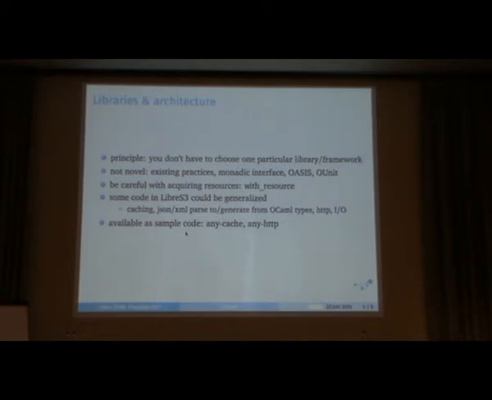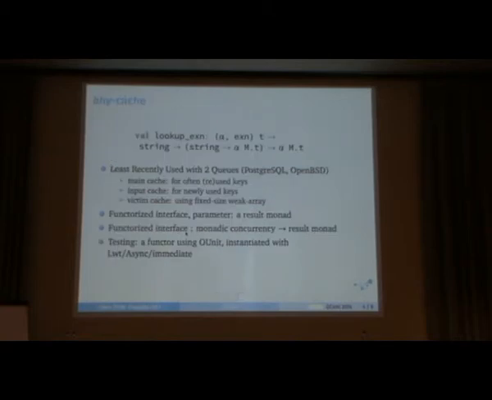In this case, I just have two small examples, AnyCache and AnyHTTP. AnyCache is a least recently used cache with two queues, very similar to what's used in PostgreSQL and OpenBSD. You have effectively two queues: a main cache that stores the often used keys, and an input cache that stores the newly used keys. And then we have a victim cache that stores everything that didn't fit in the first two, and in this case I used a fixed-size weak array.